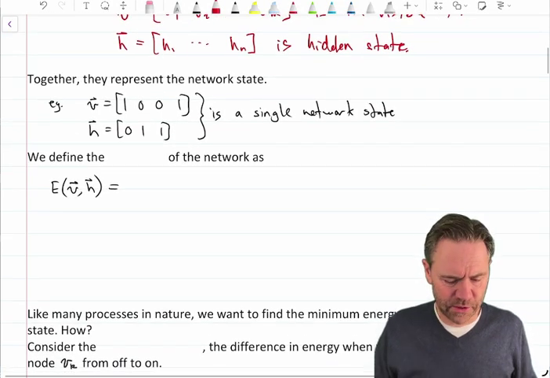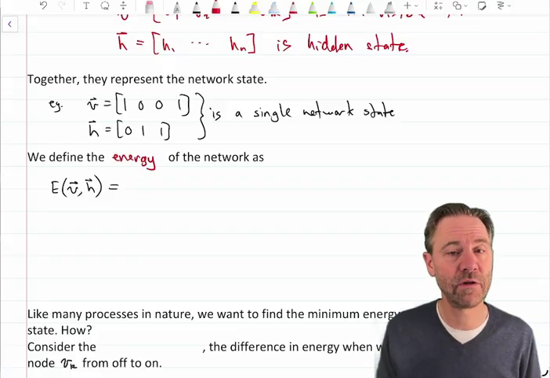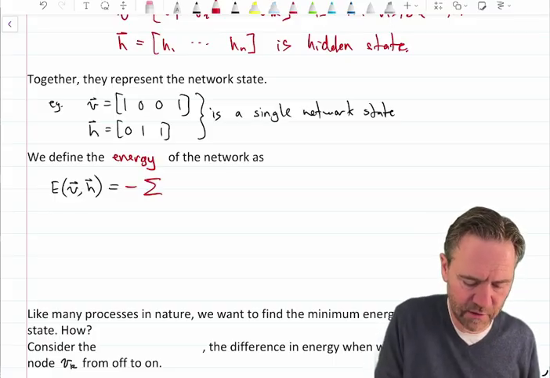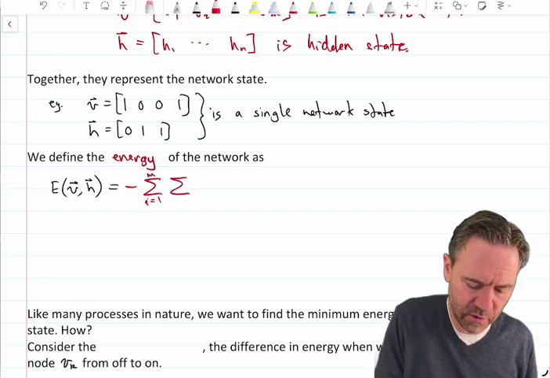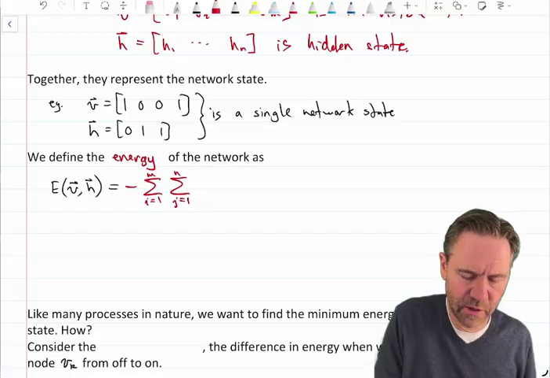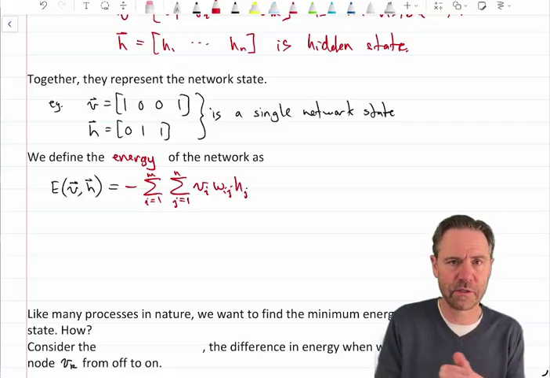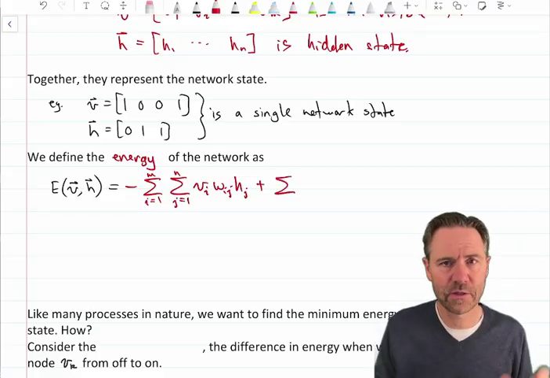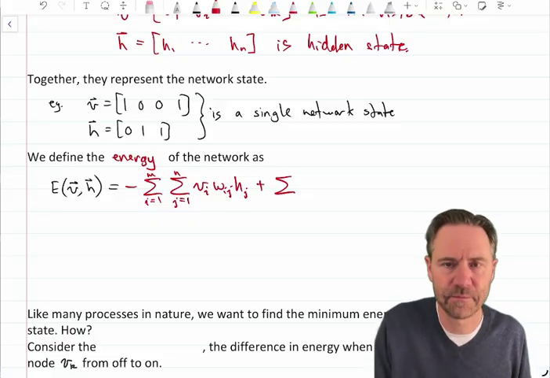Okay, now we're going to define the energy. This is like physics now, right? We define energy from the Hopfield networks. Energy of the network is defined as this big formula: negative of the double sum, i goes from 1 to m, so we're adding up over all the states of the network, j goes from 1 to n, V_i weight_ij times the hidden H_j. So this is just like the Hopfield network. You might notice that the signs are different than the Hopfield network. It's okay. I've given a lot of thought, and this way works best for our purposes here.